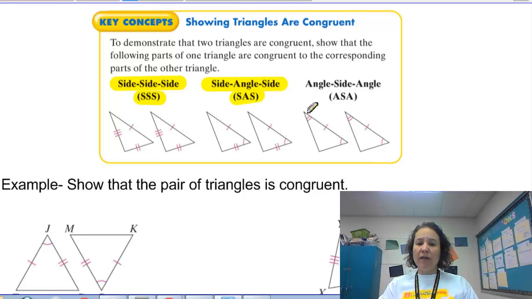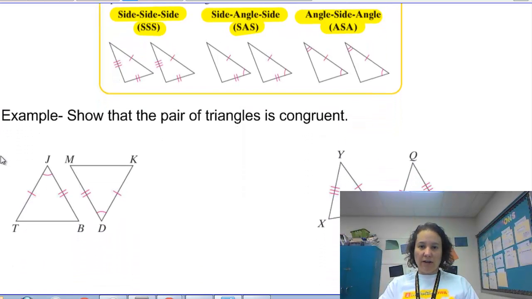Or if I know that two angles and the side in between those two angles are congruent, then those two triangles will be congruent. So I can see these two angles up top and the two angles on the bottom here, and the side in between them are congruent, then those two triangles are congruent, and we abbreviate that as ASA.